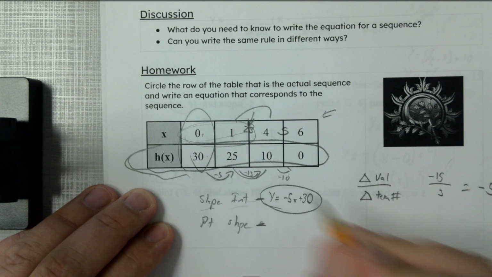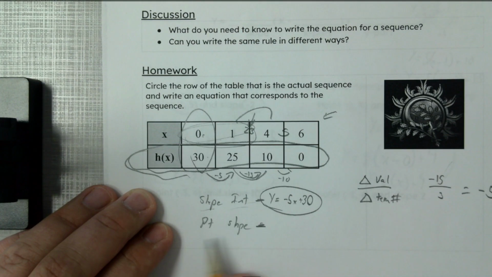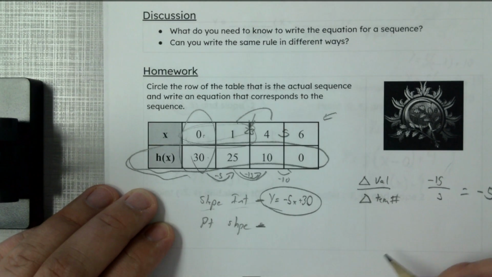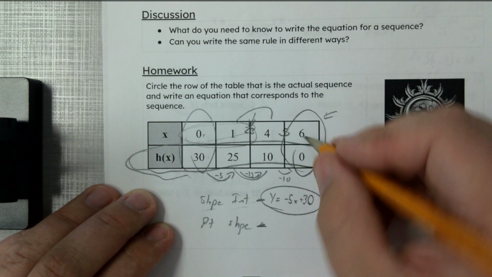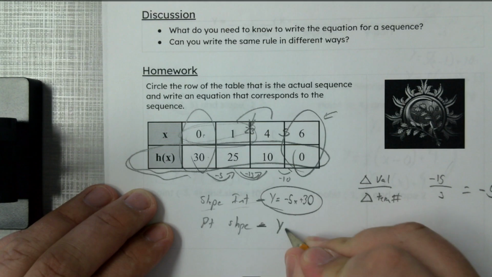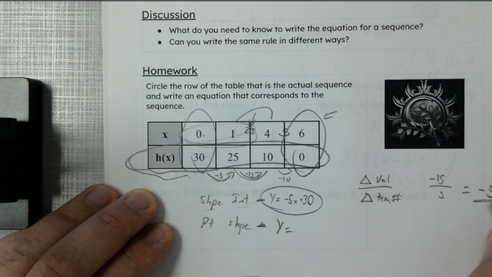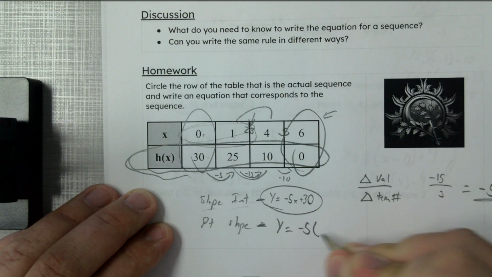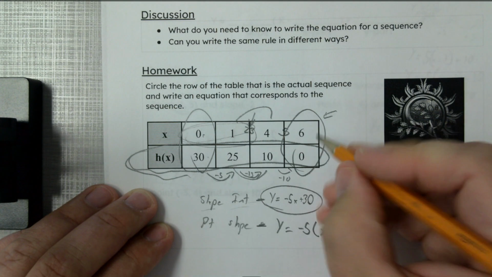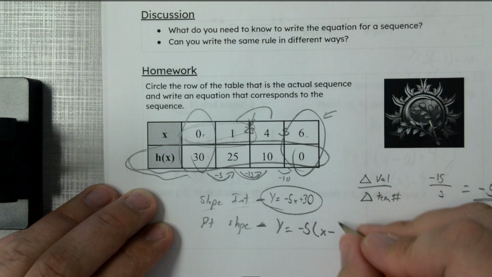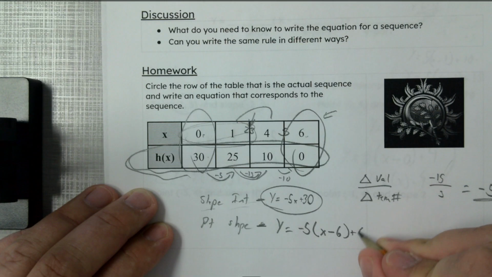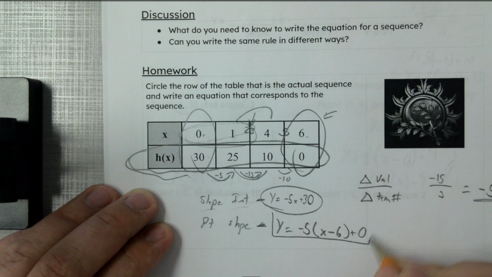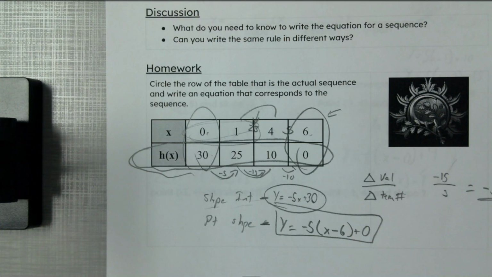And I could stop there, but I'm just for poops and giggles going to do point-slope as well. So I need any point. I'm going to pick this one. Actually, yeah, no, I'm going to pick this one. So y equals my rate, which is still the same rate, negative 5, parentheses, x minus the x part, which in this case is 6. x minus 6 plus the y part, which would be 0. Two different equations that mean the exact same thing.